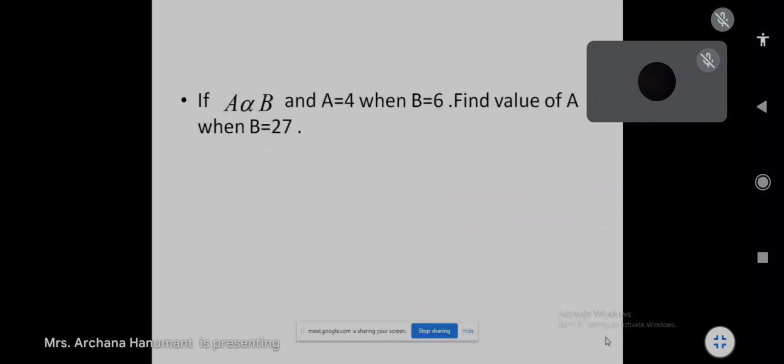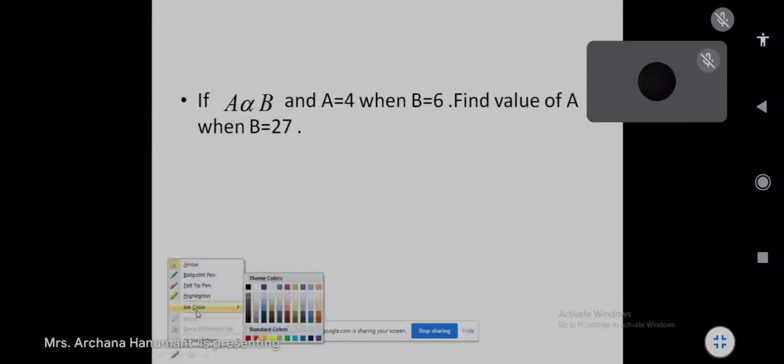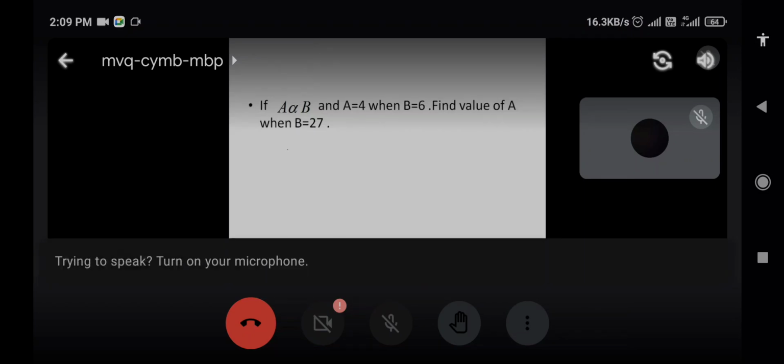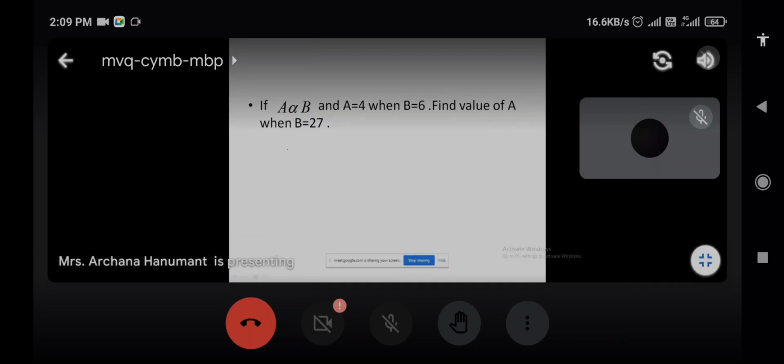Here there is an example. If a is proportional to b, and a is equal to 4 when b is equal to 6, then find the value of a when b is equal to 27.